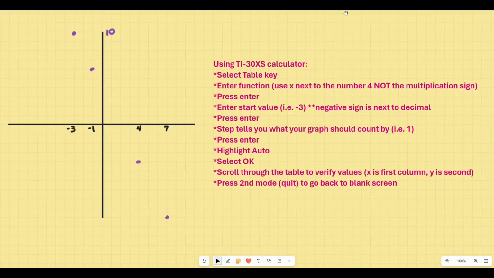In addition to manually setting up your table, when you're ready to verify your answers, if you're using a TI-30XS calculator, that yellow one, then you can actually use these steps, and that will also help you to see whether or not you're on the right track.